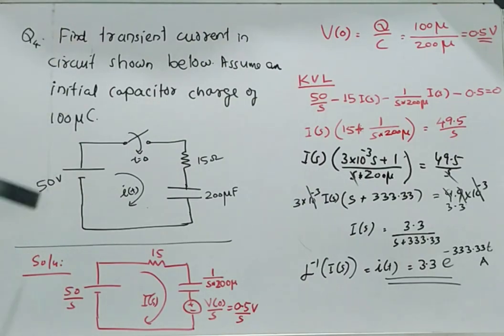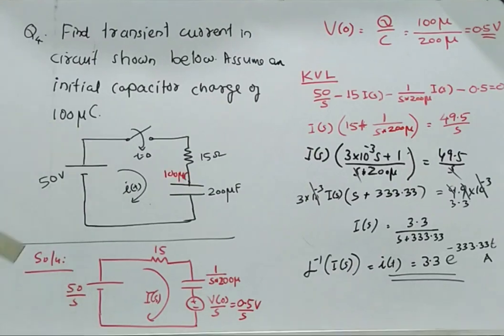Here we have a supply voltage of 50 volt. The switch gets closed at t equal to 0. And this capacitor has an initial charge of 100 microcoulomb. So whenever this switch is closed, i of t will flow through the circuit.